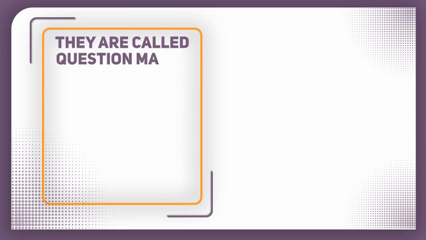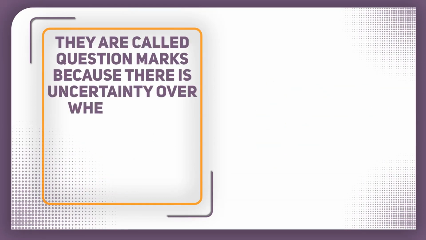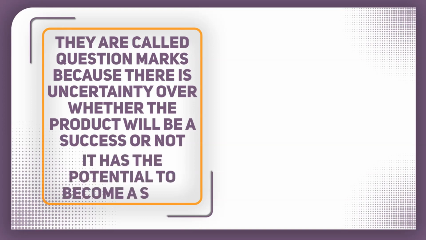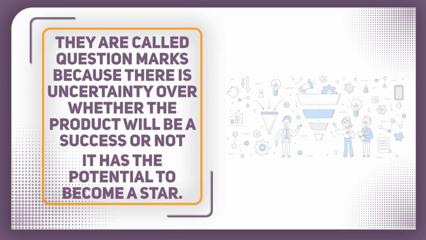They are called question marks because there is an uncertainty over whether the product will be a success or not, and questions will be asked as to whether the business will decide to keep it in its product portfolio in the long term. If a question mark product goes on to be a success, and its market share actually grows, it has the potential to become a star. However, if the market share does not grow, it will fall into the final category that we will look at, called dogs.